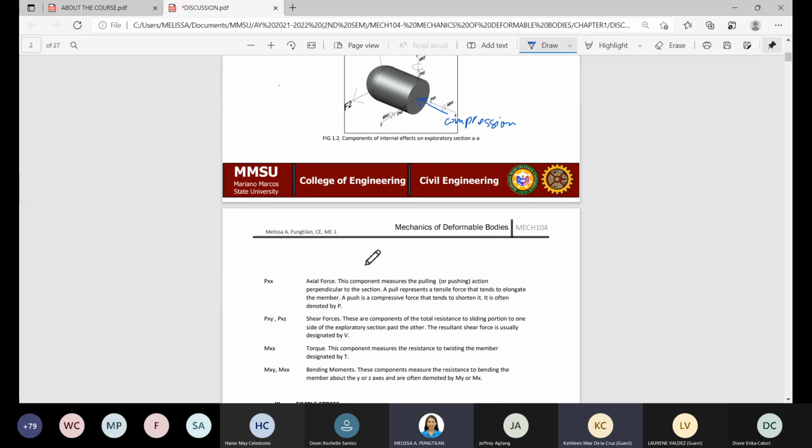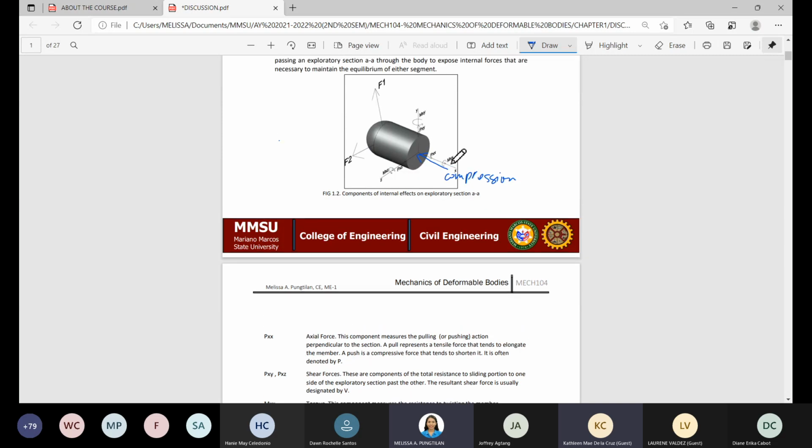And then we have the PXY and PXZ, or the force on the X phase acting on the Y direction and Z direction respectively. So, ito yon. Ito naman yung tinatawag nating shear forces. So, ito yon, shear forces. So, the shear forces, ito yung mga force that is acting parallel, okay, parallel sa ating cross-sectional area. And these are components of the total resistance to sliding portion to one side of the exploratory section past the other. The resultant shear force is usually designated by V.